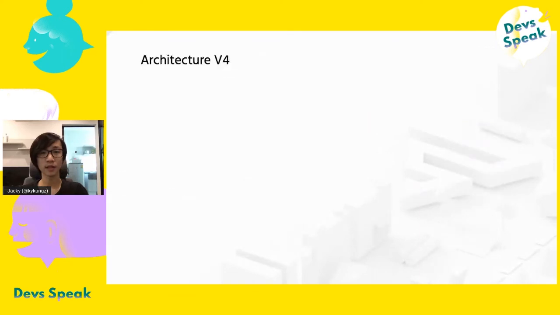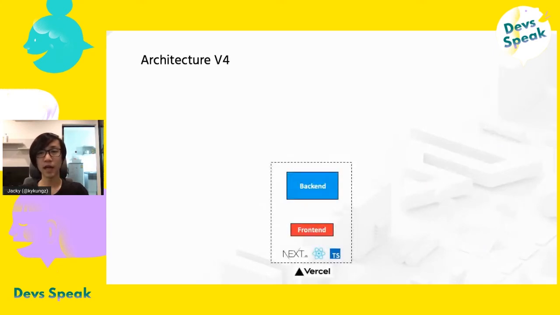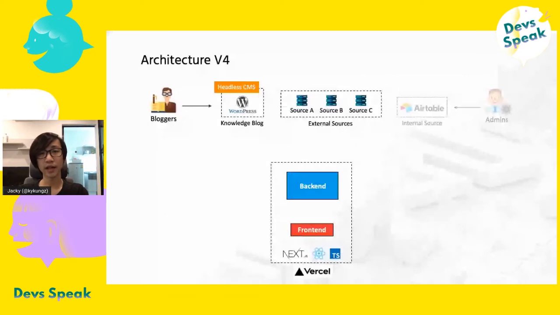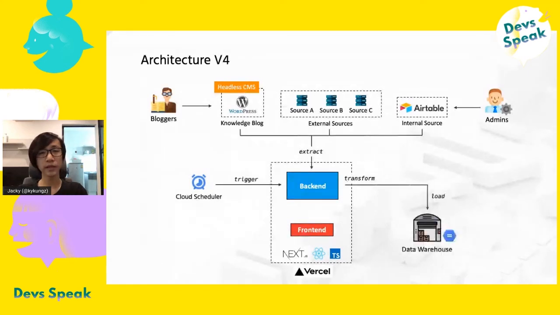And here is what the current system looks like. We have the website written with React, Next.js, and TypeScript deployed on Reverso. We have a headless WordPress where bloggers can write, external sources in various forms, and an internal source on Airtable, where admins will maintain those data. We then set up a scheduler which triggers our backend to extract, transform, and load the data into our data warehouse located in Google Cloud Storage. And now visitors to our website will be seeing our front end, which directly fetches the data from our data warehouse.